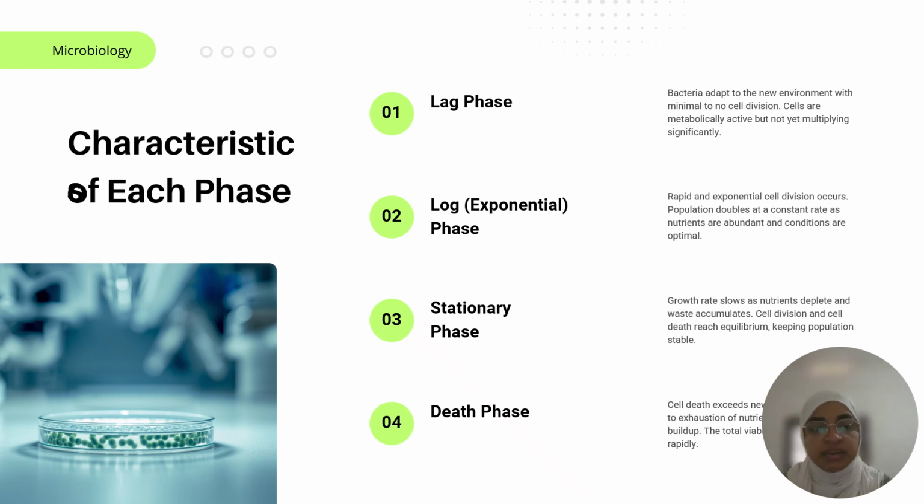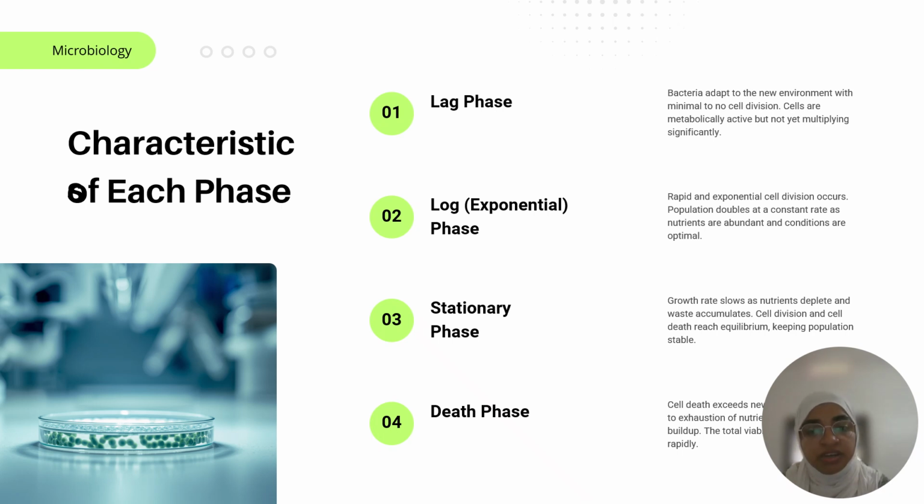Second, we can see the characteristics of each phase. The first one is the lag phase. As we said, bacteria become adapted to the new environment. Even though the bacteria are active, no further multiplication happens. The second phase is the log phase, also called the exponential phase. This is a phase of rapid multiplication or division of bacterial cells, and the population is increased or doubled because of abundant nutrients and optimal conditions for growth.